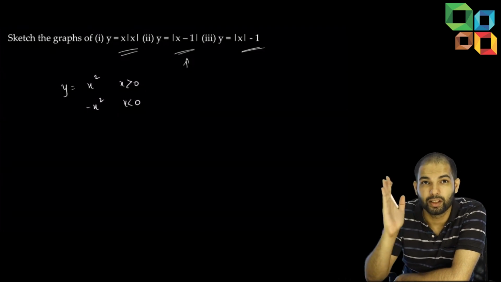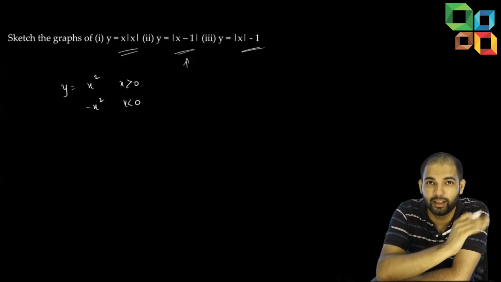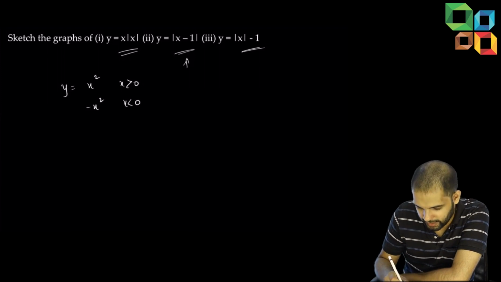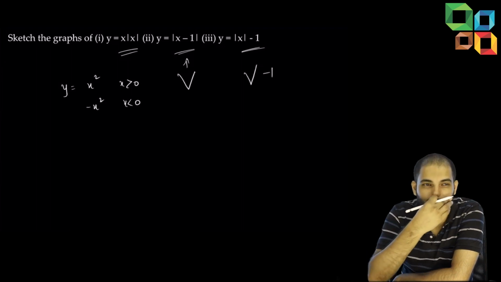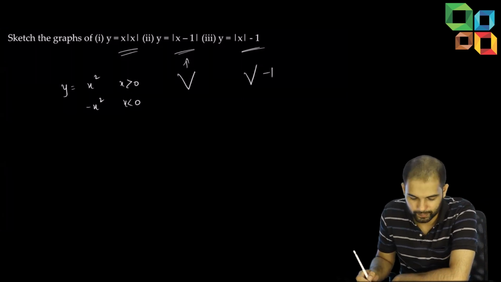For positive numbers, you get one graph, and for negative numbers, another graph. Similarly here, this is a V shape, you can figure it out. And this is a V shape with minus 1, so it will shift. That's fine. The first one is a little tricky, that's all.